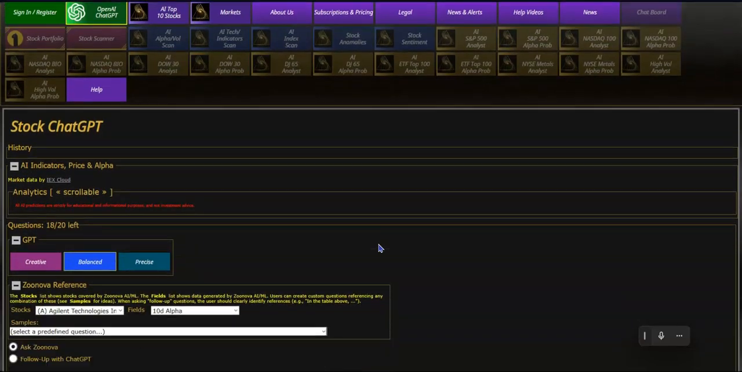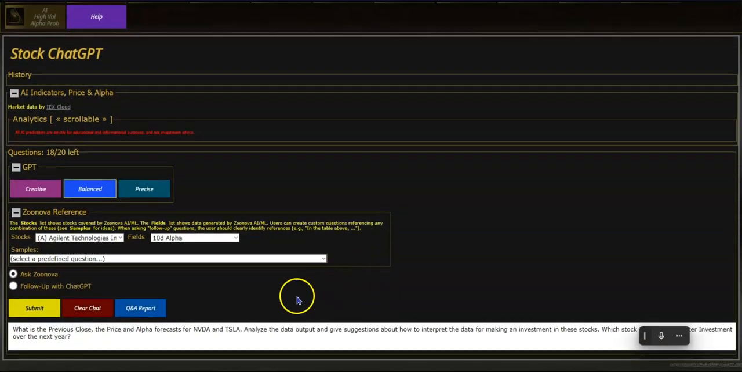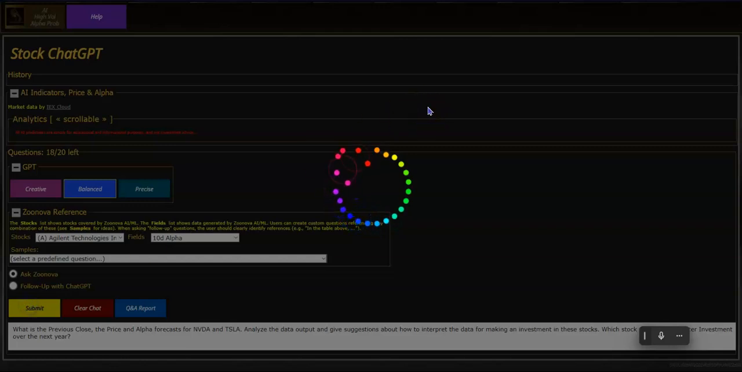So I'm initially going to start in the ChatGPT window, and I've got a prompt right here. As the previous close, the price and alpha forecast for NVDA and Tesla, analyze the data output and give suggestions about how to interpret the data for making an investment in these stocks and which stock would be the better investment over the next year. I'm going to initially submit that first prompt.